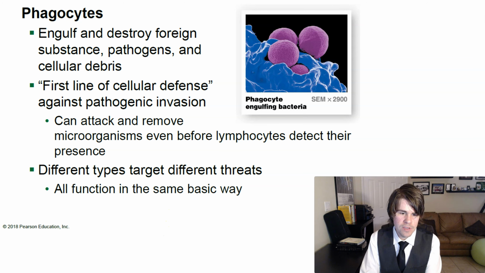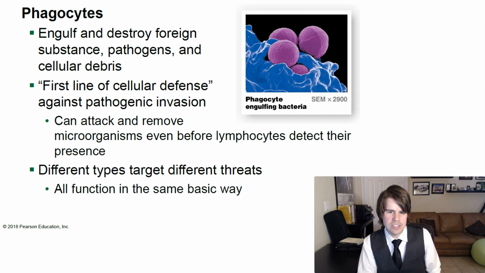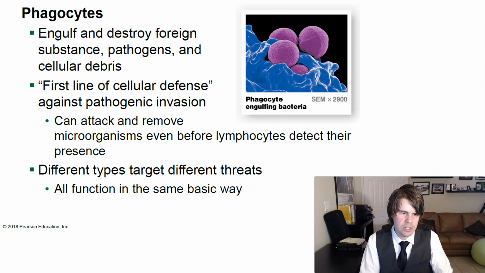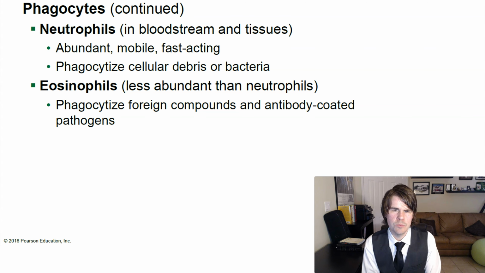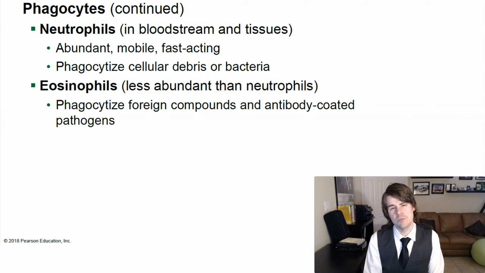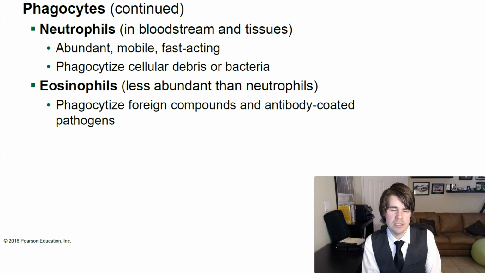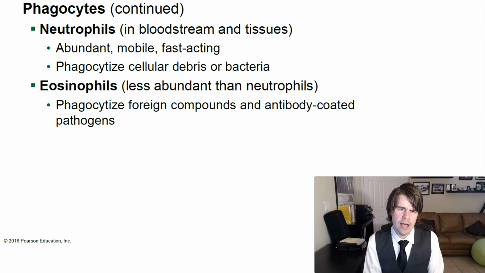So these guys are really our first line of cellular defense. We're not talking about physical barriers here. This is when something actually gets past the physical barriers. We're talking about cellular defense with phagocytes. There are different types that they target, but all function in basically the same way. So here are examples of phagocytes. We'll go into this more when we talk about the circulatory system and blood cells, white blood cells and red blood cells. But for our purposes right now, there are first off neutrophils.